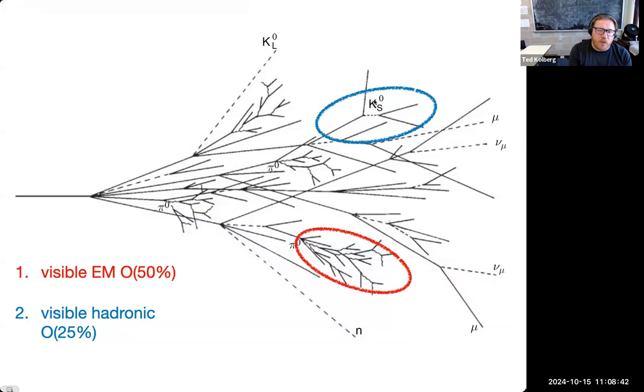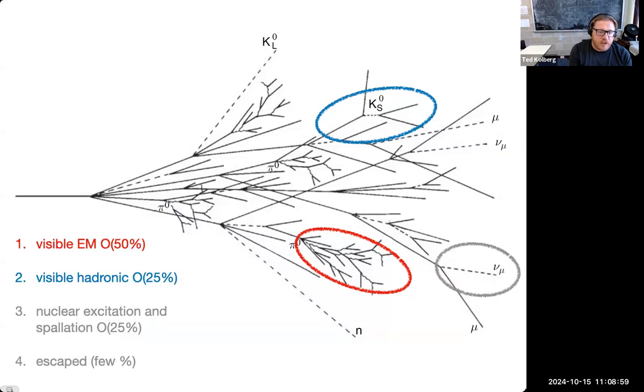Some of that is going to end up going into components like K shorts or whatever, which travel a bit of distance through the material, but they will then decay back to lighter hadrons, and the measurement can just continue as before. And those parts are not such a big problem.